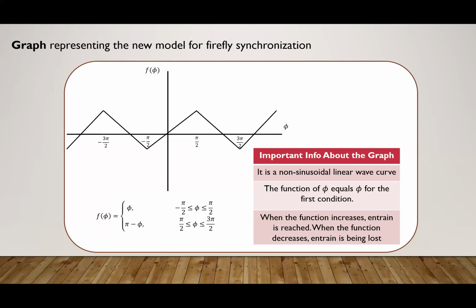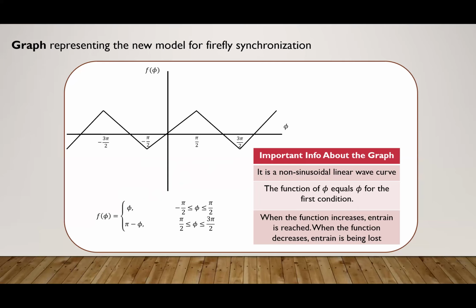Why? Well, if we look at the intervals which I brought to this slide so we can have a better look, phi is in between negative pi over 2 and pi over 2. And if we were to plug in any values from that range into the function, the output is the same as the input. So generally speaking, plug in 0, we get 0. Plug in pi over 2, we get pi over 2.